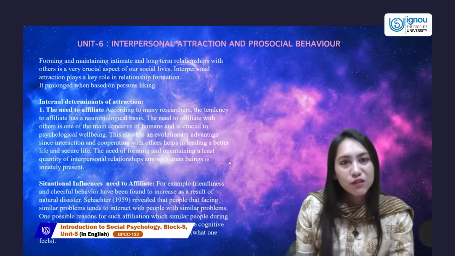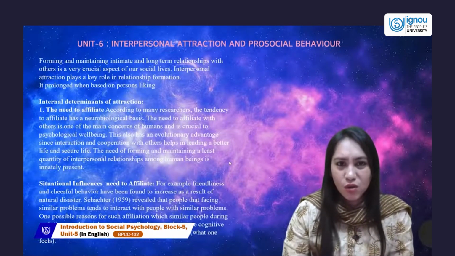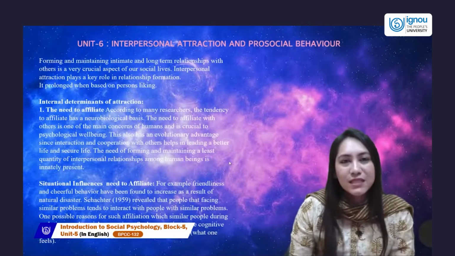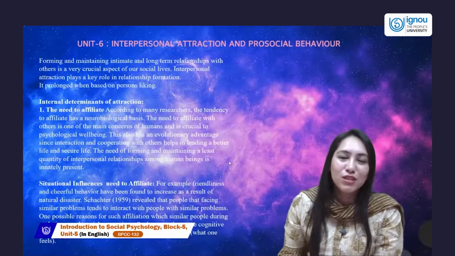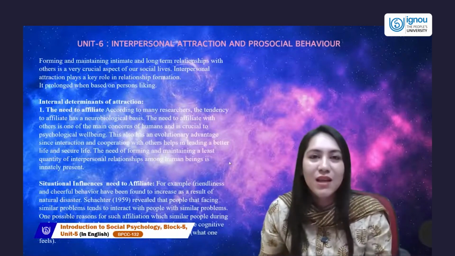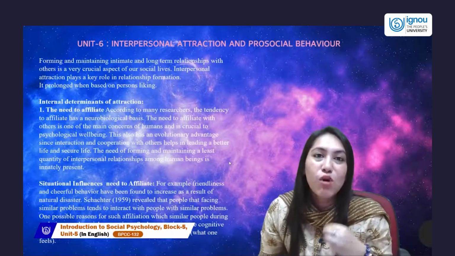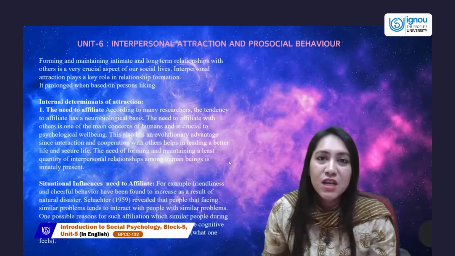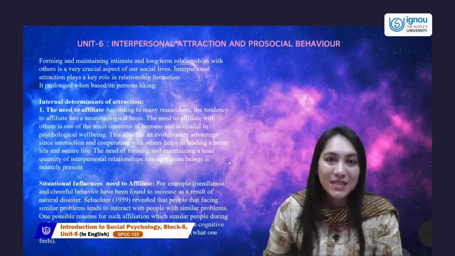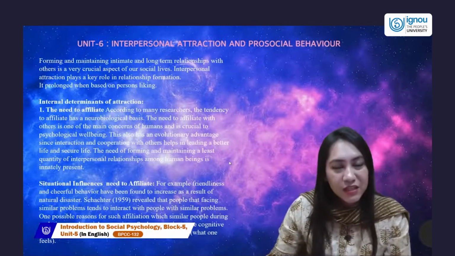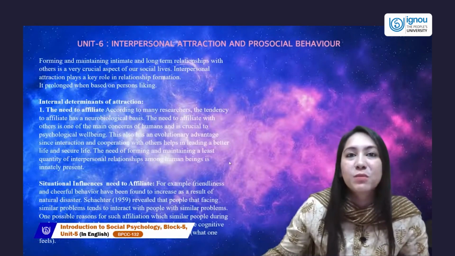Then another way is situational influences on affiliation, the need to affiliate. So how do situational forces lead to interpersonal attraction? For example, friendliness and cheerful behavior are found to increase during a natural disaster. Under natural calamities, people tend to become more humble to one another, more friendly, more communicative, more cheerful to bond with one another. This was proved by Schachter in 1959. He revealed that people facing similar problems tend to interact more in comparison to people with differing difficulties.